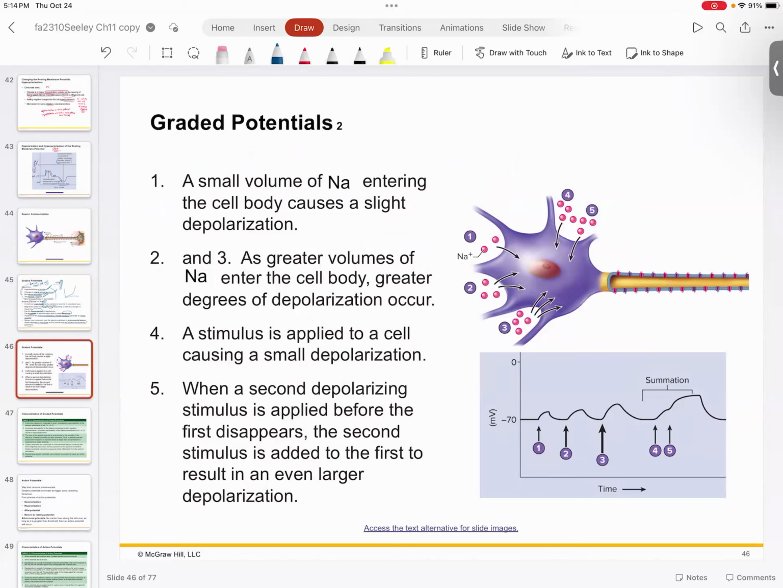Now, when you take a look at it, generally speaking, these are all small volumes. Subthreshold volumes of sodium will enter the cell body. This is basically level number 1. Very small amounts of sodium will enter into the cell body, which creates a little bit of depolarization in the cell body. And then in 2 and 3, you'll have increased numbers of sodium coming in, so greater volumes coming in, which gives you greater degrees of depolarization.